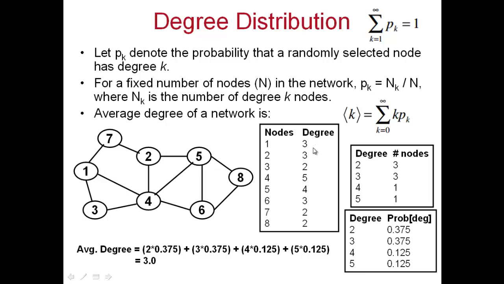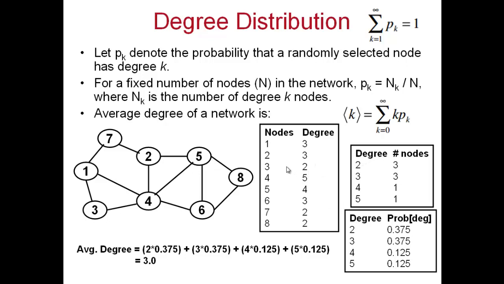For node 1, the degree is 3. For node 2, the degree is also 3. For node 3, the degree is 2. For node 4, the degree is 5, and so on. Once you get the degree of the vertices, find the range of values among the degrees. So 2, 3, 4 and 5 are the different degree values you could see for the vertices. Now write down all those different degree values you have in the graph, and then for each degree value, count the number of nodes that have that specific degree.